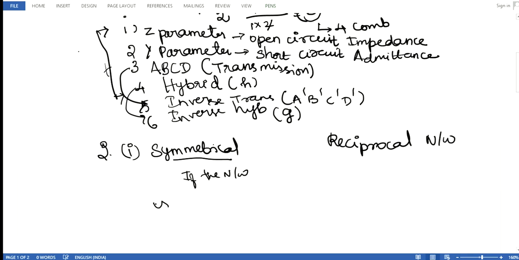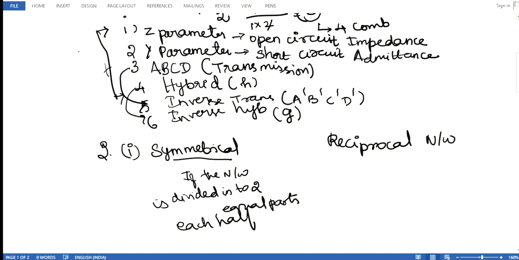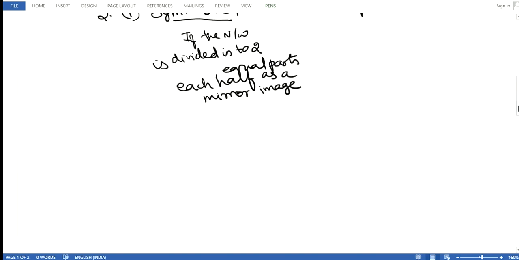Clear? The definition is: if the network is divided into two equal parts, each half has a mirror image. This is the main concept of symmetrical. That is, when we are dividing the network into two halves, it must be a mirror image.